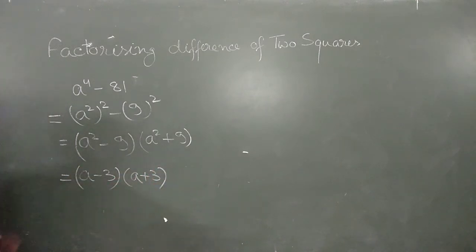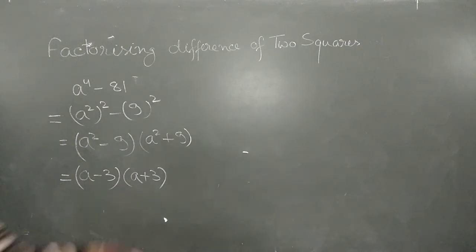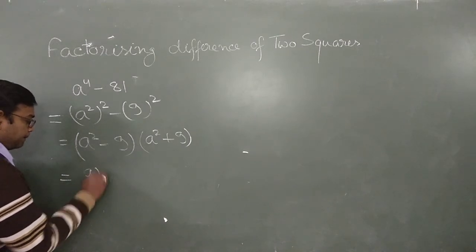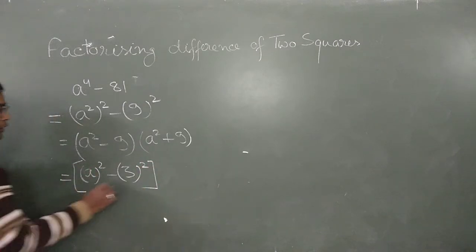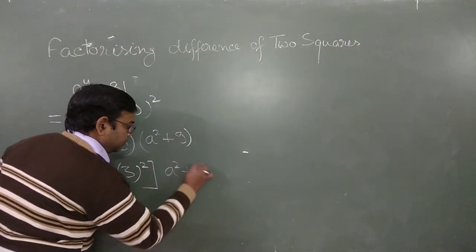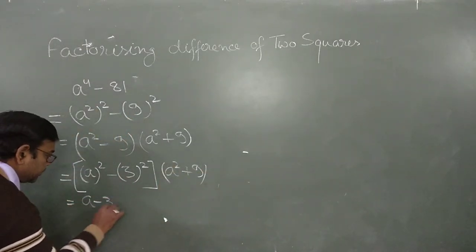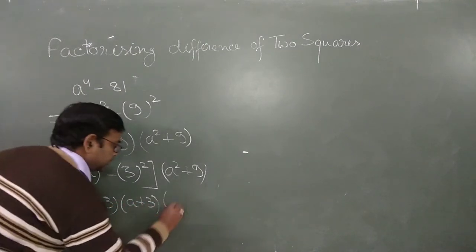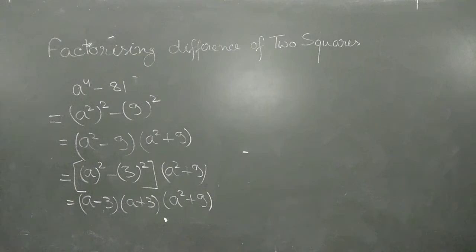Why? Because a is the square root of a square, so the square root of a square is a. Let me write, I'm writing over here. It's a whole square minus 3 whole square. Now a square plus 9. Now again we can write down here a minus 3, a plus 3, and it's a square plus 9. This is your solution.